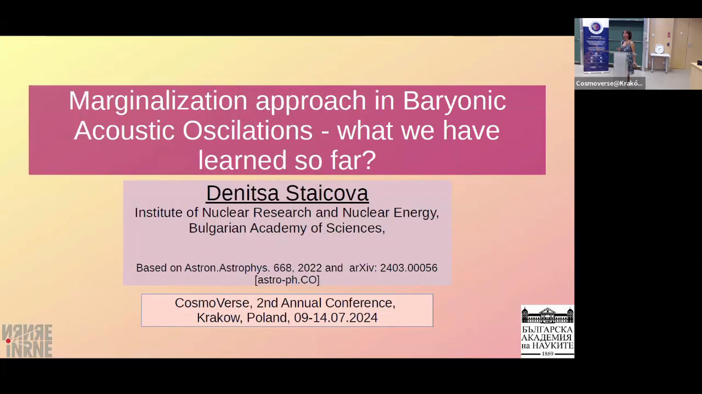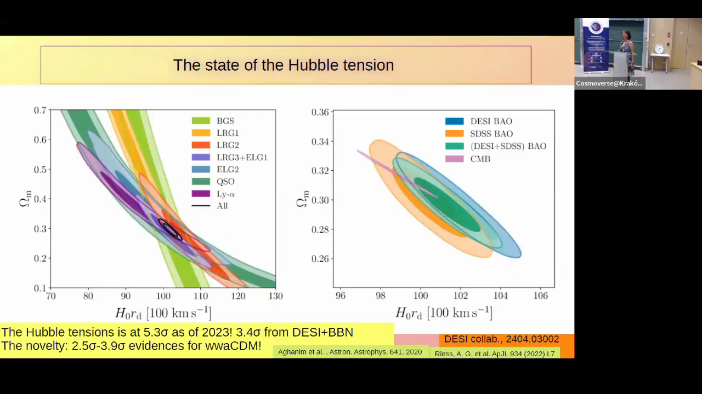I'm going to tell you about our results by using the marginalization approach on the Baryonic Acoustic Oscillations dataset. And now, the first slide is, in one way, the obligatory slide about the Hubble tension, but I'm going to focus here on something else.